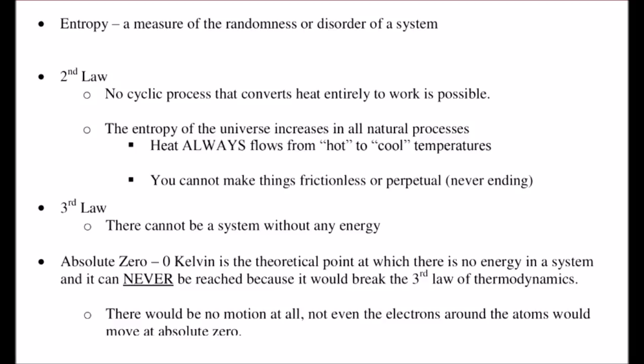Because it will break the second law. This law says it can't happen. And I'll talk about why that can't happen in a little bit more detail in a second. Yes, it could be a very efficient machine, but it cannot be 100. The entropy of the universe increases in all natural processes, meaning it will get more random. Heat always flows from hot to cool temperatures.